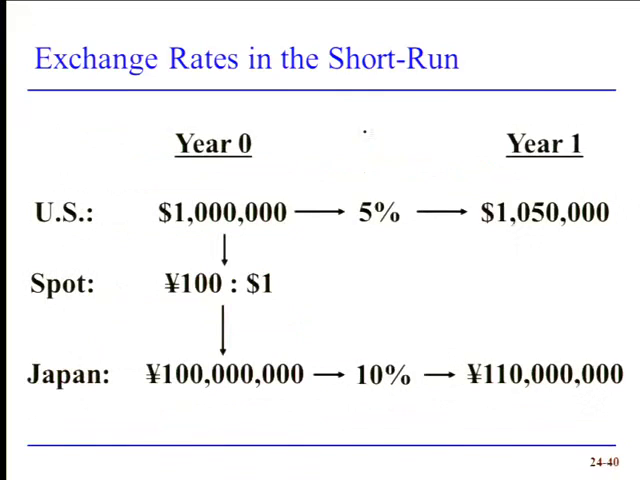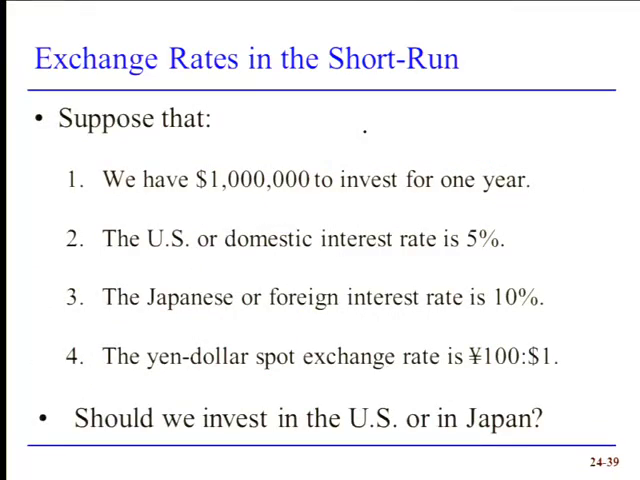We're going to start in year one. We're still going to start in year one, but we're going to start with $1 million. Okay, we're going to invest it for 1 year. In the United States, the interest rate is 5%. In Japan, the interest rate is 10%. And the current spot exchange rate is 100 to 1. So the first question we want to ask ourselves is, do we want to invest in the U.S. or do we want to invest in Japan?